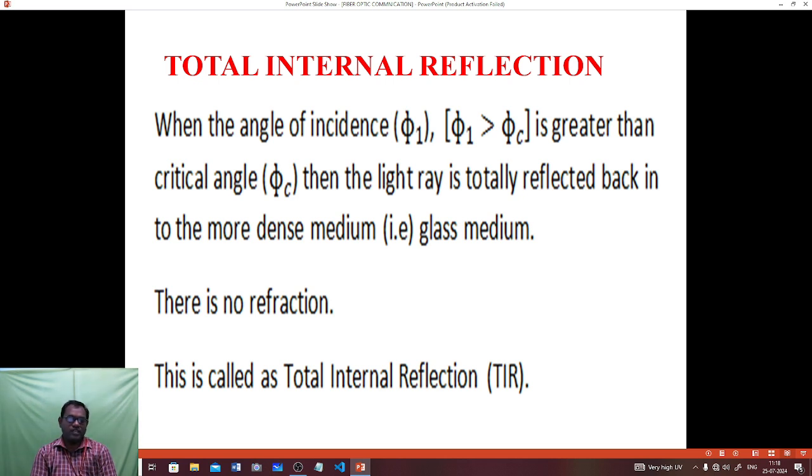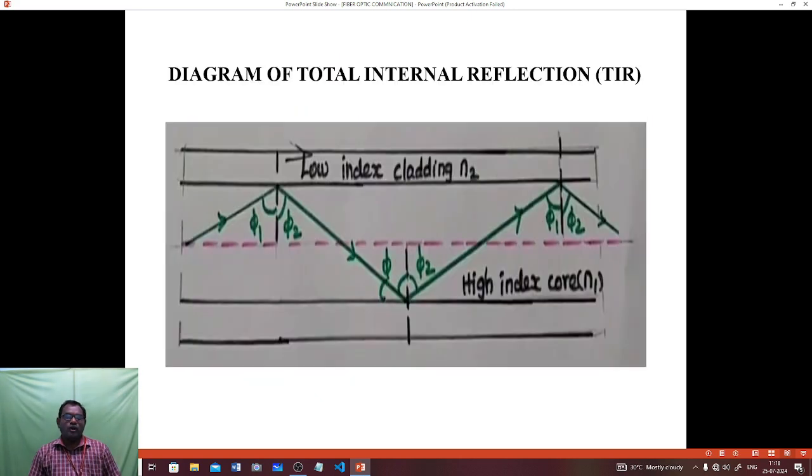There is no refraction. This is called the definition of total internal reflection. Here we are representing the diagram for total internal reflection, which is based on the low index cladding. N2 is the refractive index of cladding, N1 is the refractive index of core. So N1 is a high refractive index, N2 is the low refractive index.